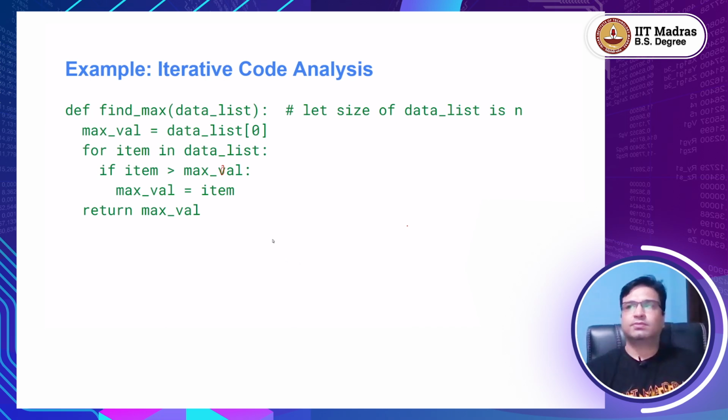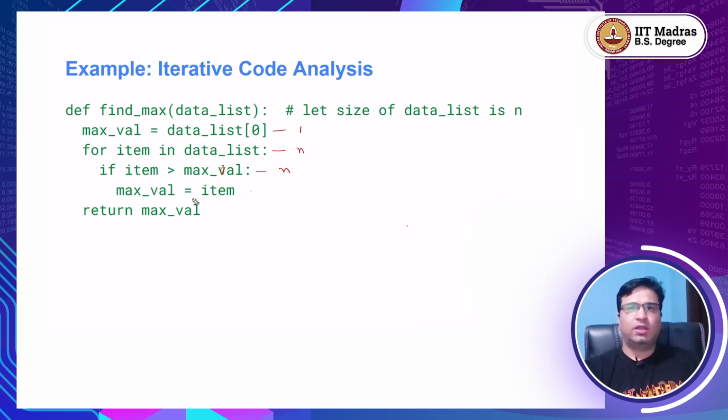So for this example, this is the function to find the max in a data list that contains n elements. If you look at each instruction, you can consider that each instruction takes order of 1, constant time. This is a loop, and it runs as many times as there are elements in the data list. We are assuming that we have n elements, so this loop will run n times. The instructions inside this loop will also run n times.